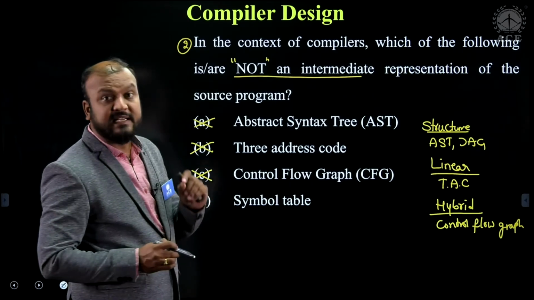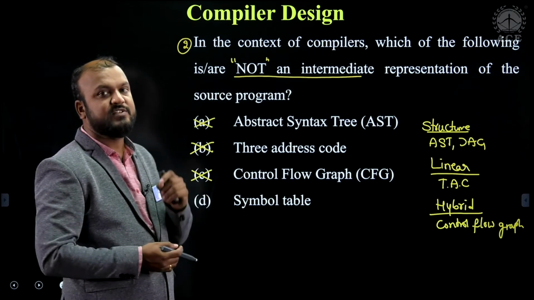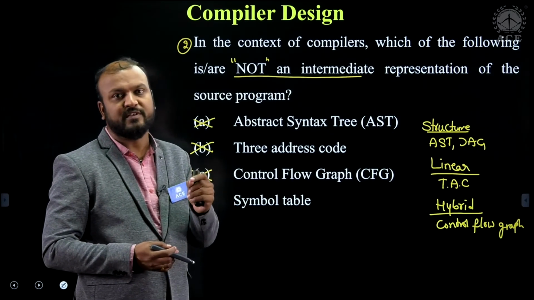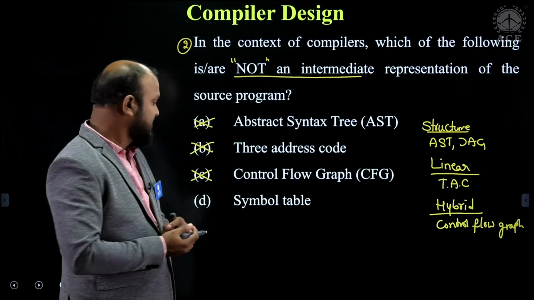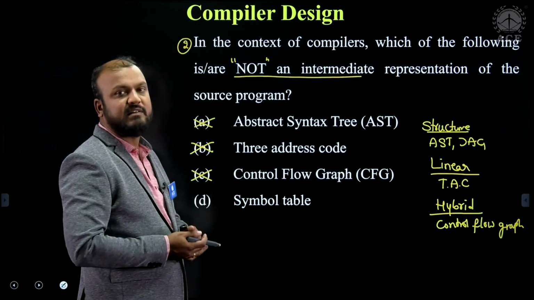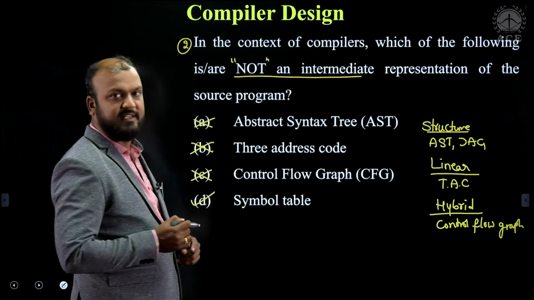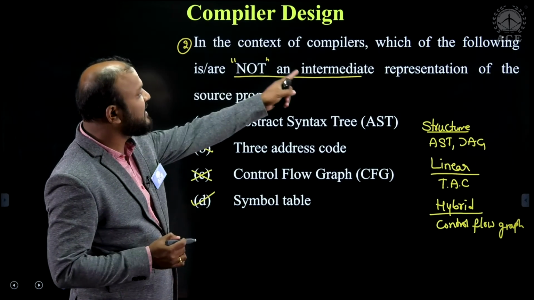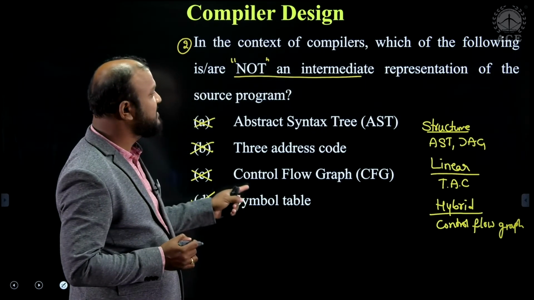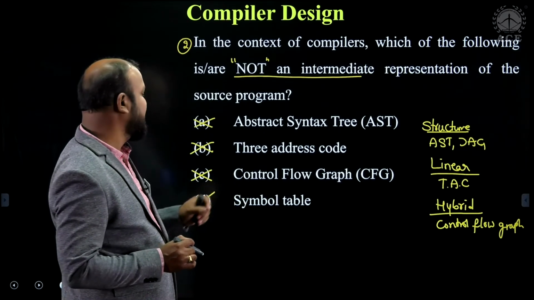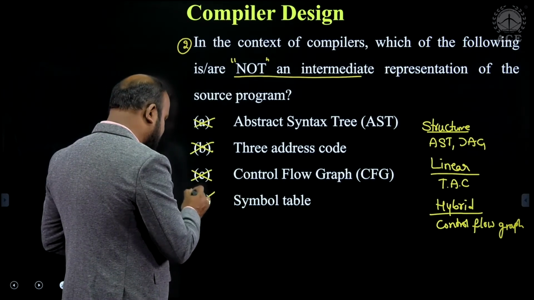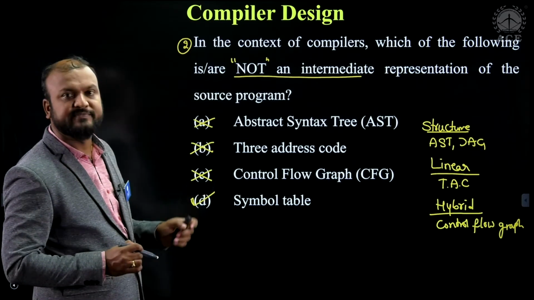And symbol table is called a data structure, which is used to store information about the identifiers. So symbol table is not the intermediate representation. So answer for this question is option D. Because question is not an intermediate representation, symbol table is a data structure, not an intermediate representation. So answer for this question is option D.